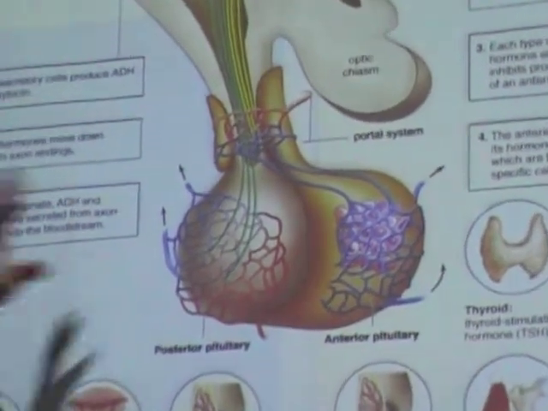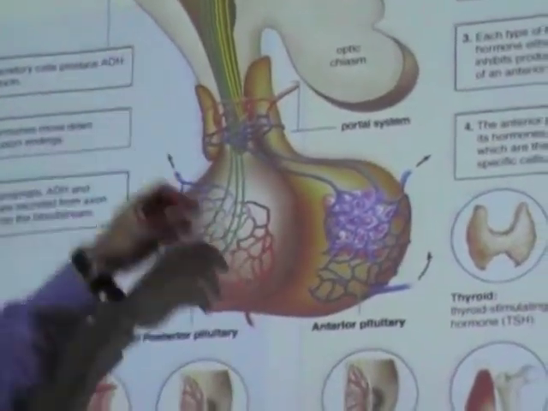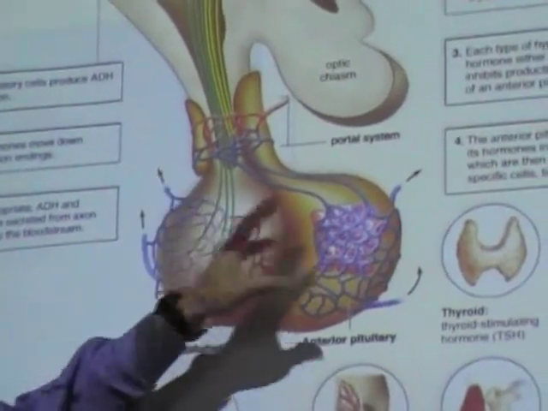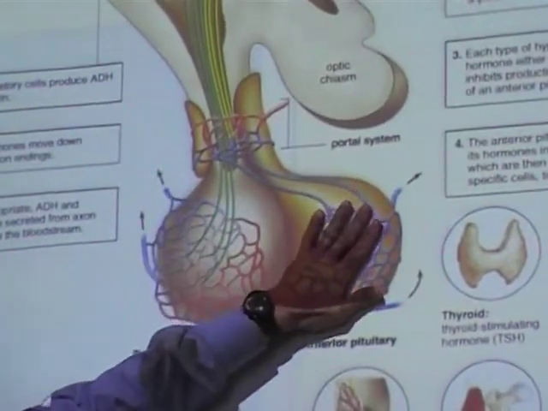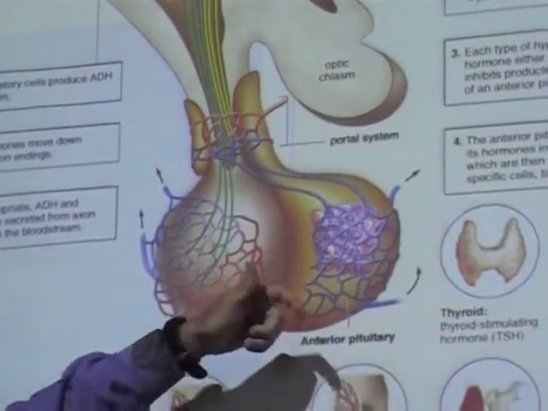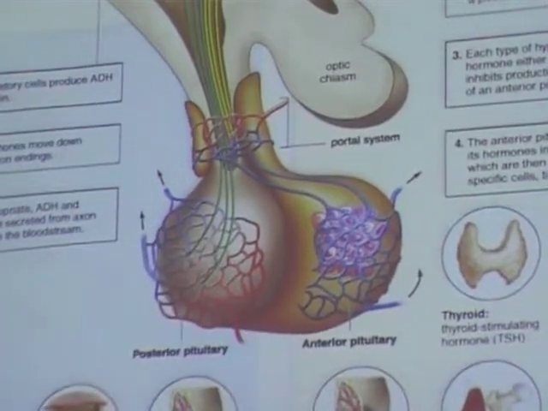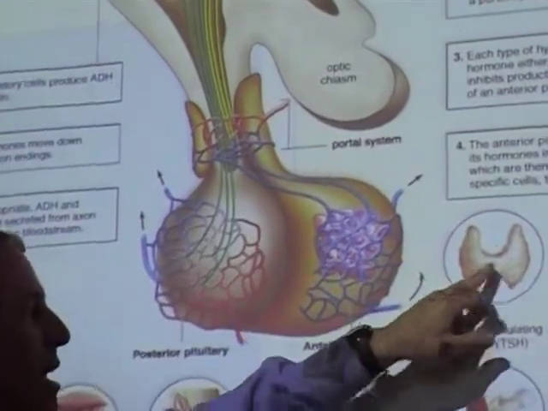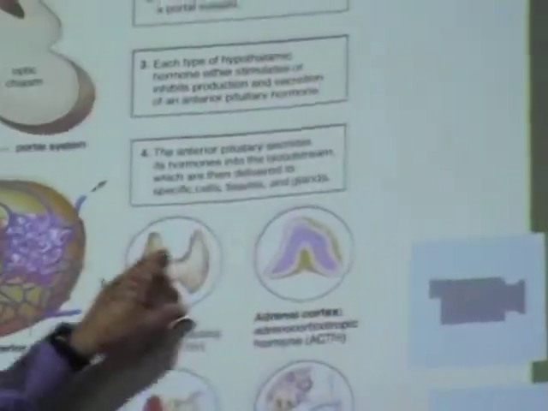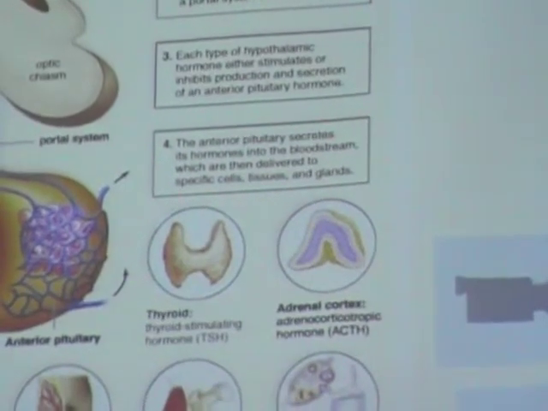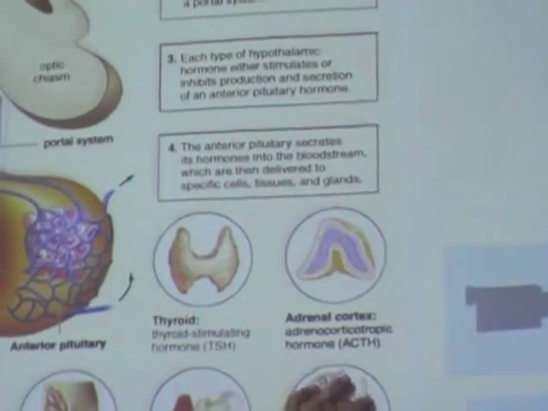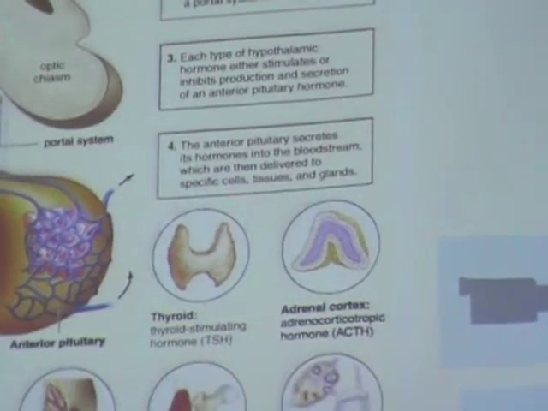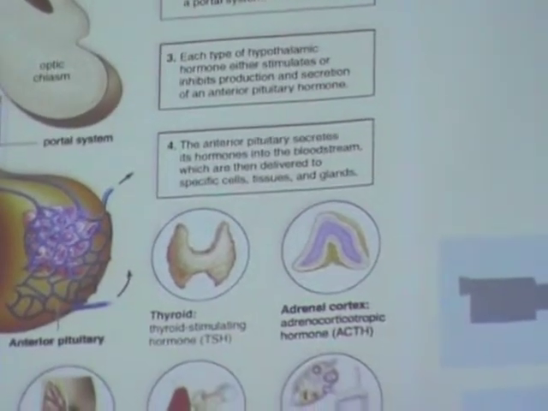One of the things the pituitary gland does, this is the pituitary gland that hangs down from the brain. And it's actually divided into two lobes. The anterior pituitary, that's toward the front, and the posterior pituitary, that's toward the back. The anterior pituitary helps control your thyroid gland and your adrenal gland. It tells those glands when to emit their hormones. Also the ovaries and testes, it tells your sex organs when to emit their hormones. And it releases growth hormone that tells your body to grow.